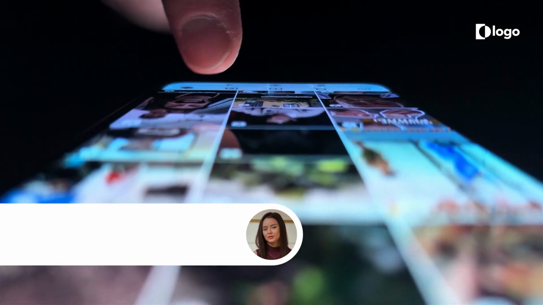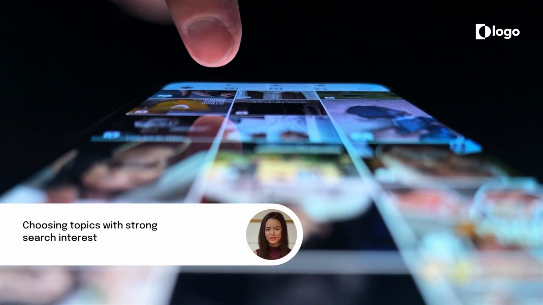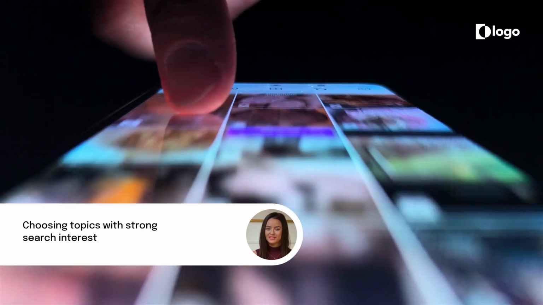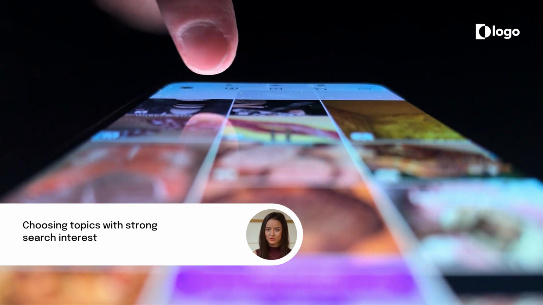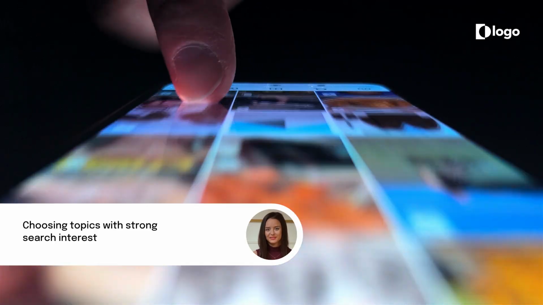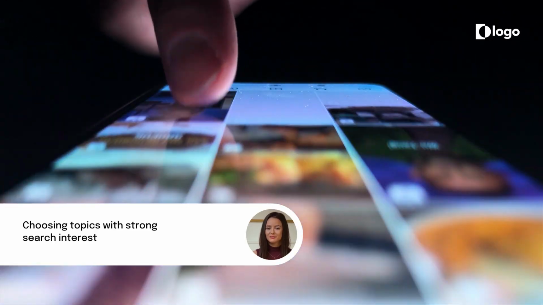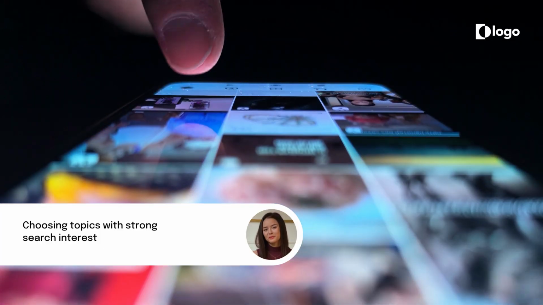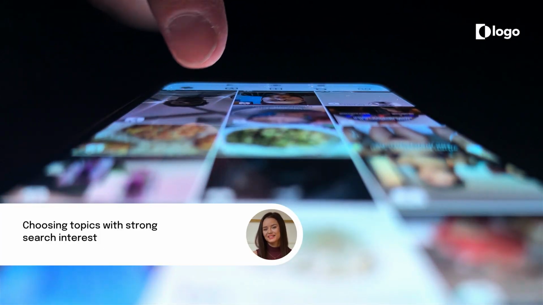Many creators choose subjects that already show strong search interest. Keyword research tools can identify trending terms, including the term shorts, which receives a significant number of monthly searches. Selecting a topic with existing demand increases the chances that a video will be discovered by viewers who are actively searching for related information.